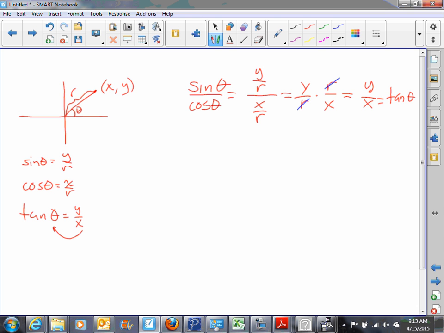Now this is a pretty important identity. It seems kind of simple, but the first identity we would like you to know is that the sine of theta over the cosine of theta is equivalent to the tangent of theta.